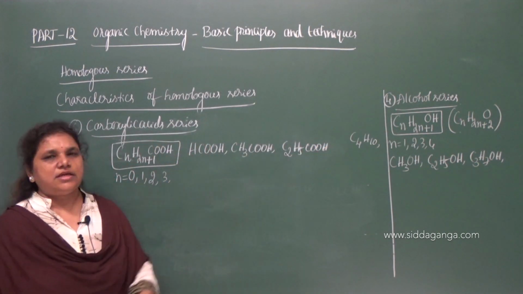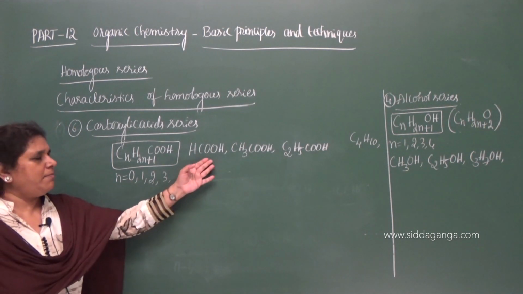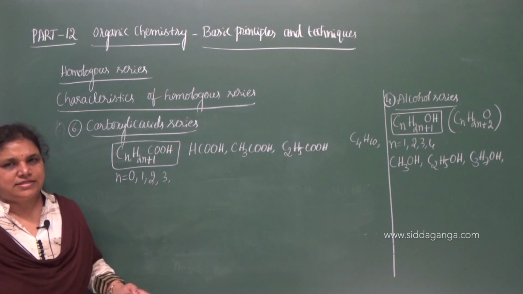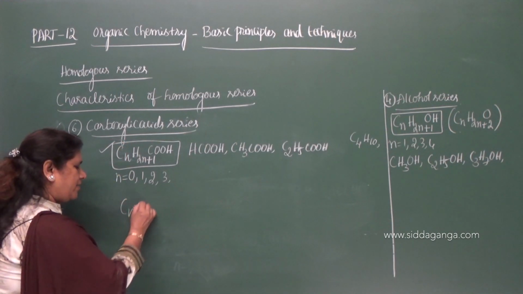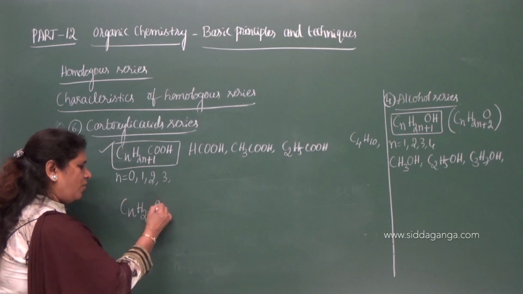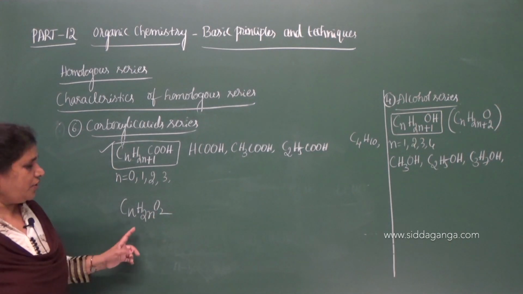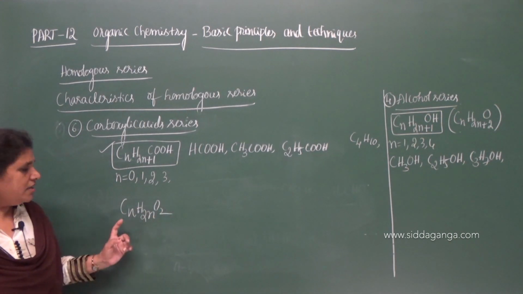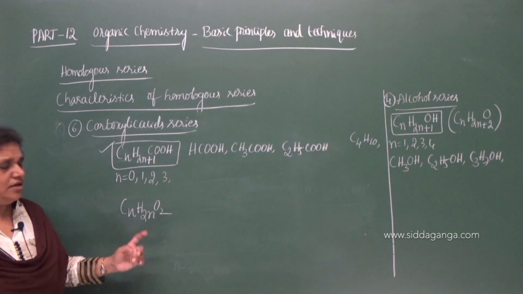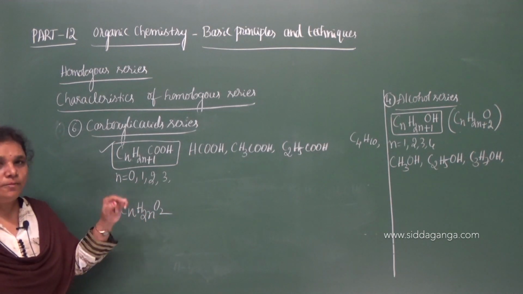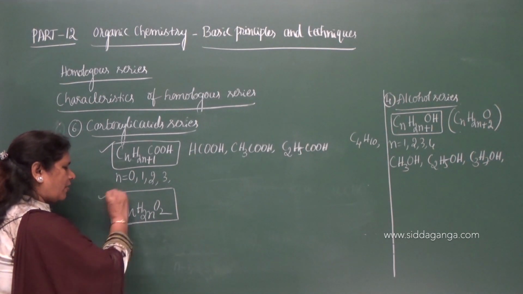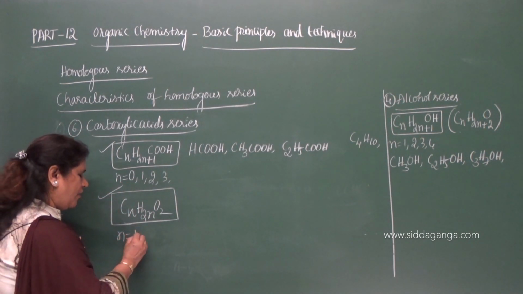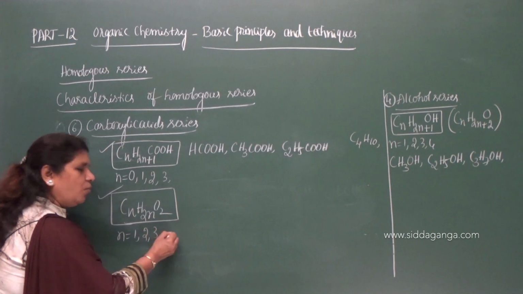C2H5COOH. So these are the examples for the members of the carboxylic acid series. Or else you can also write the general formula like this: CnH2nO2. CnH2nO is the aldehyde, CnH2nO2 is the general formula of the carboxylic acid series. If you write in this general form, then the value of n starts from 1.